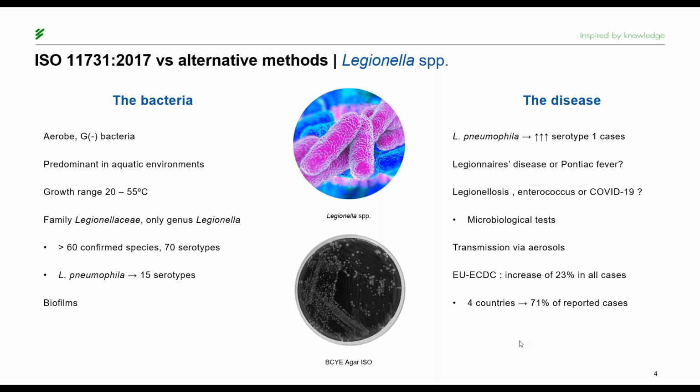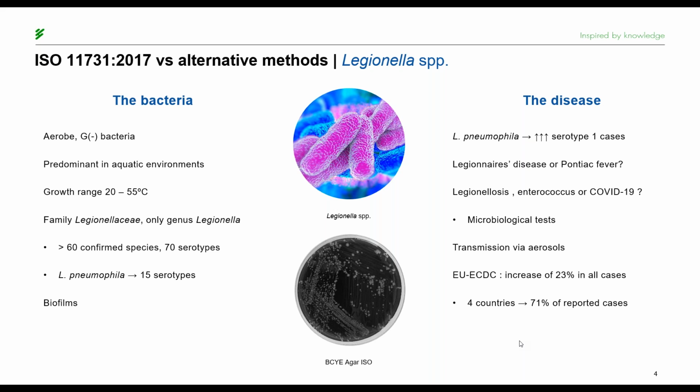Legionella also has more than 60 confirmed species and 70 different serotypes, and one of these species, Legionella pneumophila, is one of the most relevant at the clinical level. Now we will see why, and this species alone has 15 serogroups. So it is important to mention that Legionella can survive thanks to biofilms, since as in other bacteria, these structures, of course, provide shelter and nutrients, but this needs to be investigated further.